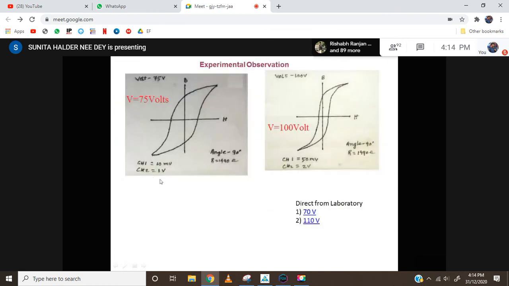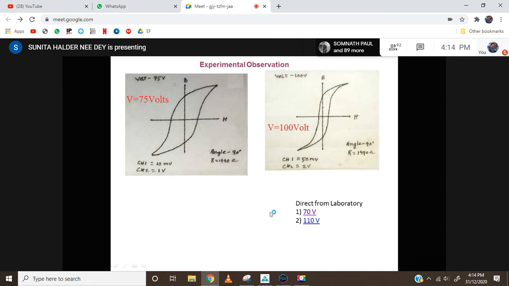Then if you see in the oscilloscope, for 75 volt you will get this one. For 100 volt, you can see this one. You can see the BH loop is steeper here, but you can see here the scale is more. Channel 1 is 50 millivolt, channel 2 is 2 volt. And for this one, channel 1 is 10 millivolt, channel 2 is 1 volt. Here it is actually not B, actually it is V5 by V12. V5 is proportional to B or phi, and V12 is proportional to H or I, right?